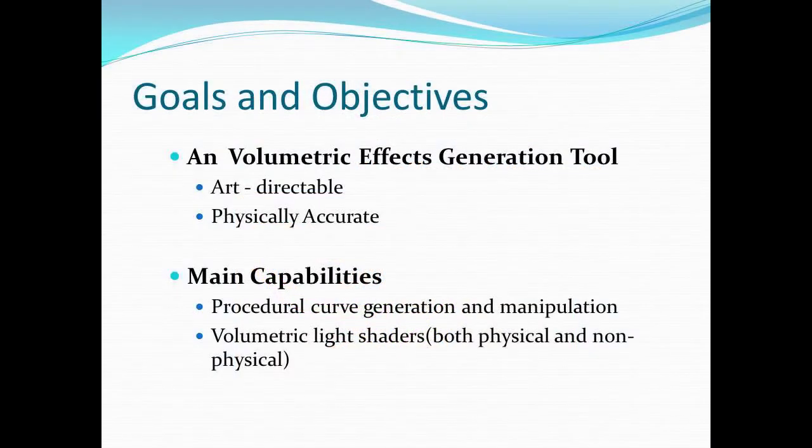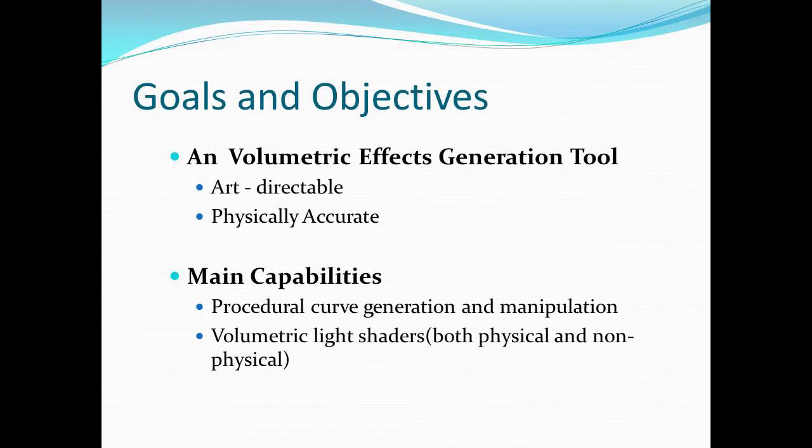The goal of our authoring tool is to implement a volumetric effects generation tool which could produce physically accurate light effects. Besides, the tool also allows for art-directable effects based on some non-physical parameters. The main capabilities of our tool include the following two parts.